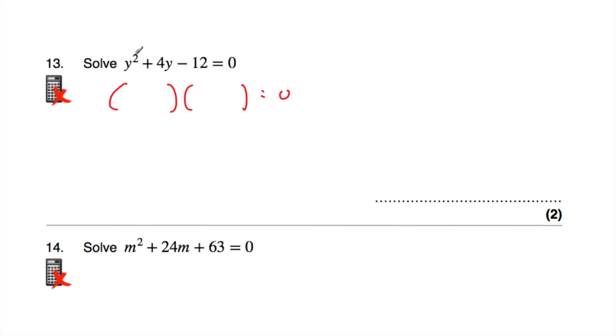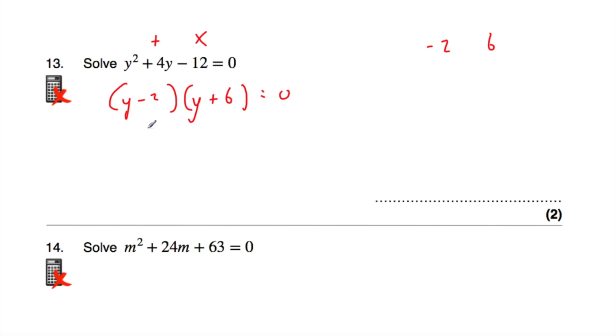At the front of both brackets this time we're going to put a y, because it's y squared. y times y is y squared. And we want to find two numbers that will times together to give us negative 12 and will add together to give us 4. So I'm thinking that's going to be negative 2 and 6, because negative 2 times 6 is negative 12 and negative 2 plus 6 is equal to 4. So it's going to be y minus 2 and y plus 6.